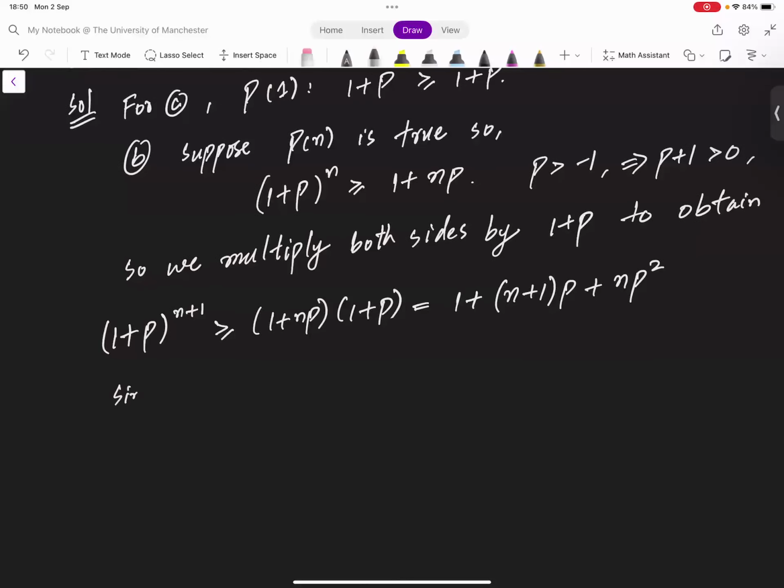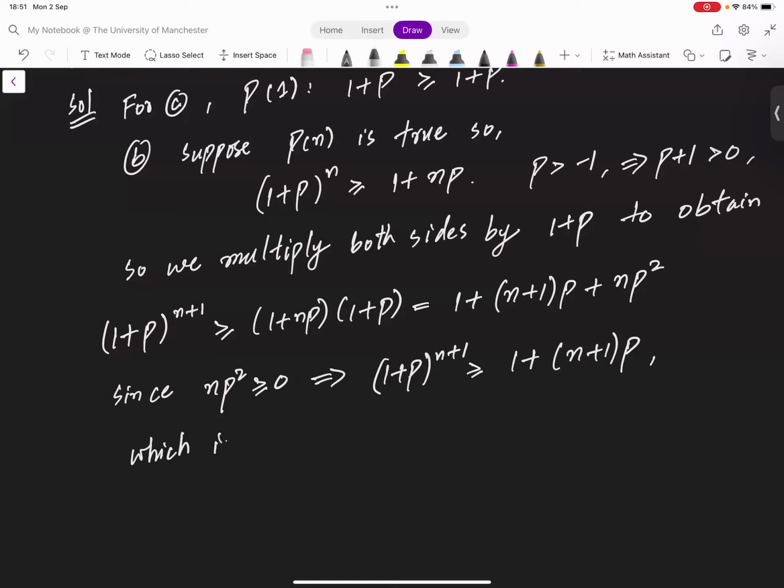Since np square is greater than or equal to 0, then 1 plus p power n plus 1 is greater than or equal to 1 plus n plus 1 into p, which is P of n plus 1. Thus, P of n implies P of n plus 1.